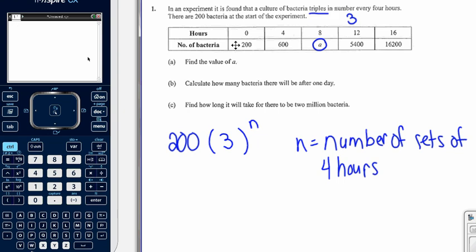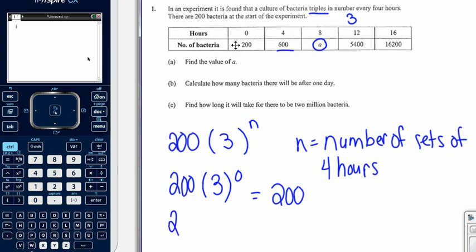So we're given originally after 0 hours the number of bacteria is 200, and look, we can check that with our formula that we've created. So 200 times 3 to the 0, because 0 sets of 4 hours, is equal to 200 times 1, or just 200. Same with the second one, 600: after 4 hours, that's 1 set of 4 hours. So 3 to the 1 gives us 200 times 3, which is 600.